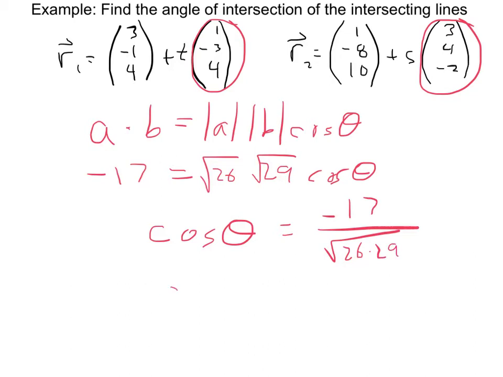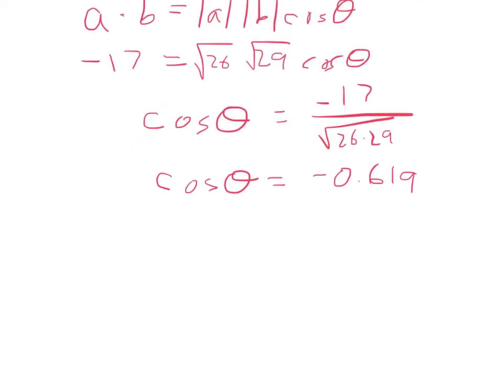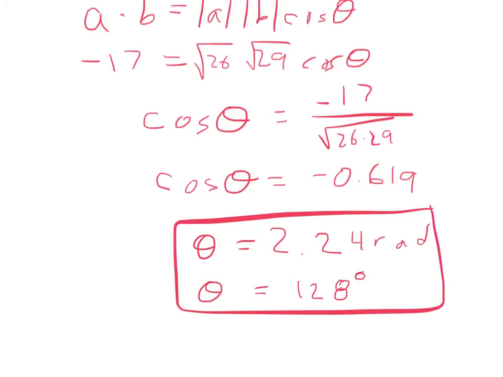For me, that ended up being negative 0.619. That's just ugly. I'm missing my stylus today, so things are a little bit messier. So then when I did inverse cosine, I'll give the answer in two forms. I ended up first with radians, which was 2.24 radians, and then I converted that into degrees, and I got 128 degrees. So either one of those would be an acceptable answer for this problem.